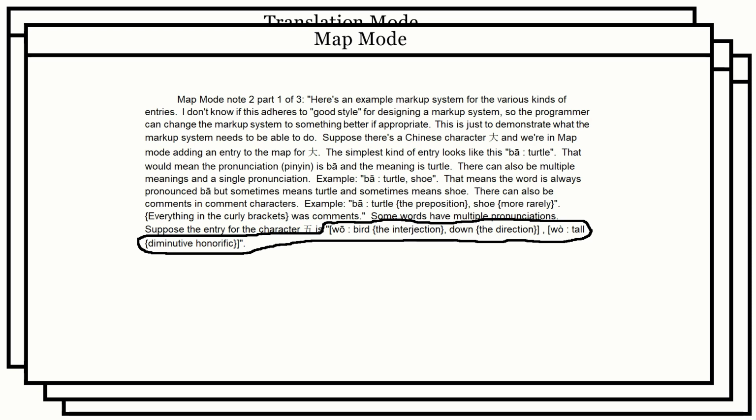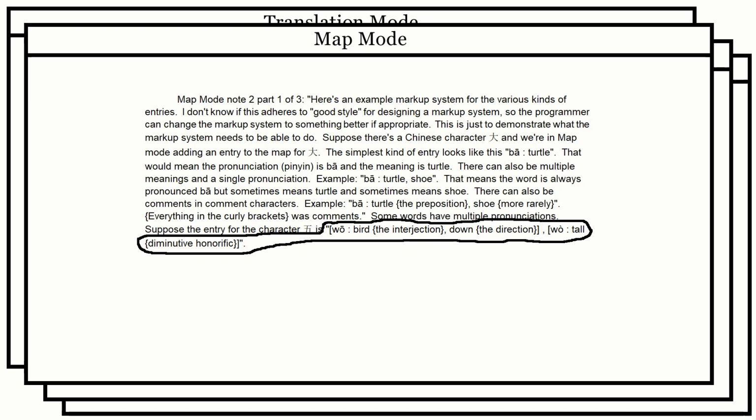Inside we've got some stuff in between square brackets, and then a comma, and then some more stuff in between square brackets. And within each of those pairs of square brackets, we have, just like what we were looking at before, a colon. To the left of the colon, there's a pronunciation. To the right of the colon, there's some number of definitions separated by commas, and comment characters are optional.